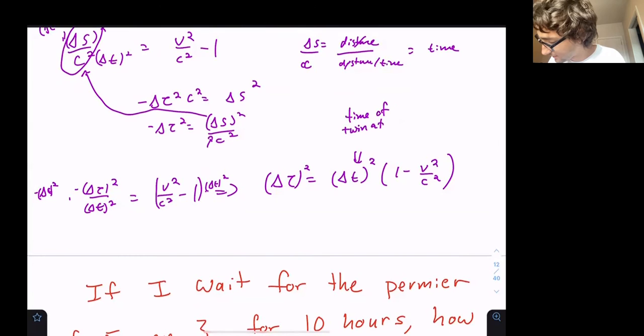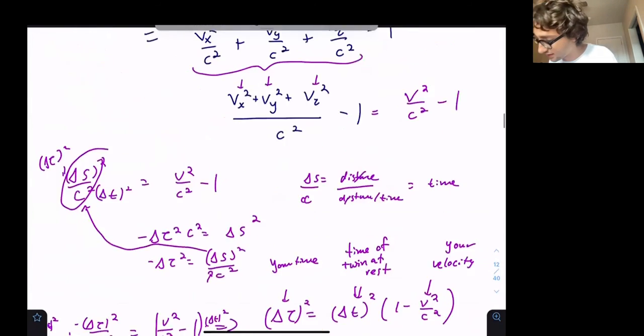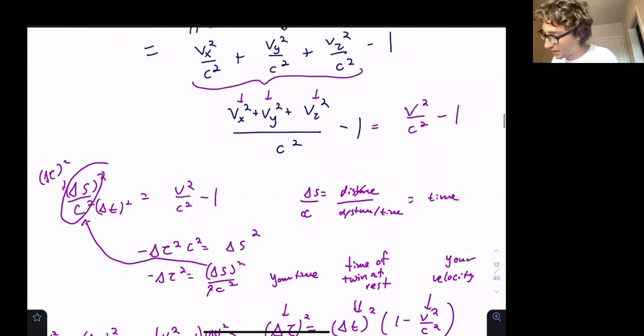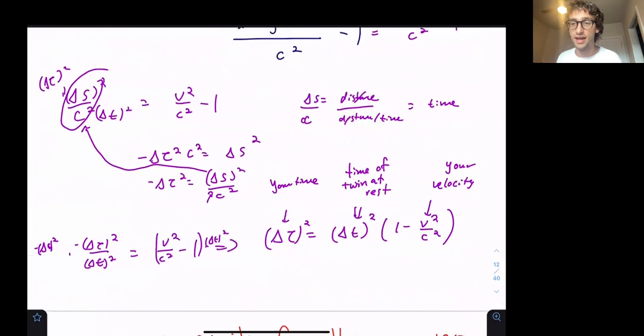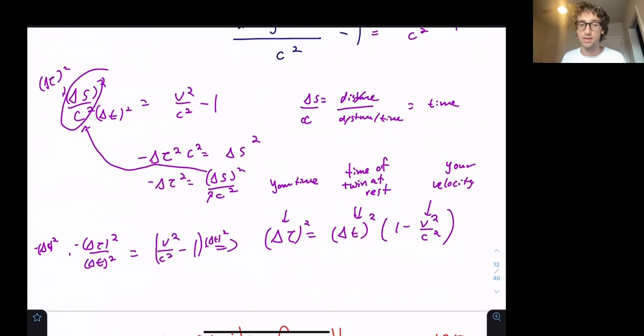Twin at rest. This is the velocity, your velocity, and this is your time. So now, using this, we have an equation from which we see right away that your time will be different from the time of someone else at rest. The time of your twin at rest will differ from your time, and the difference is calculated by this equation. Tau is a Greek letter.